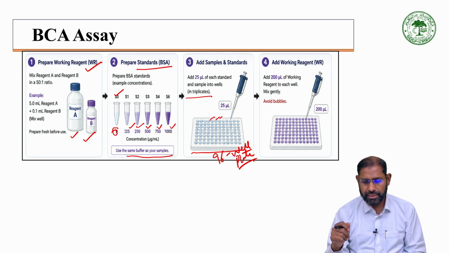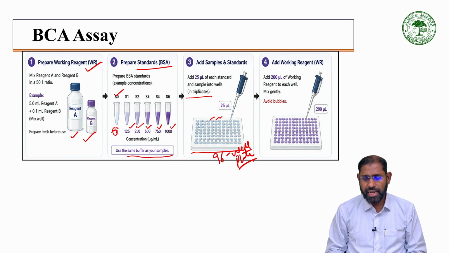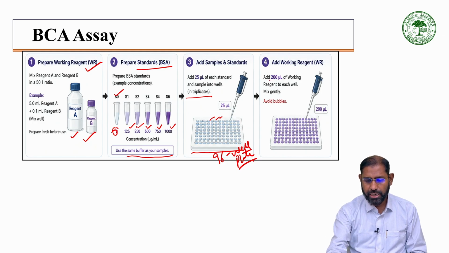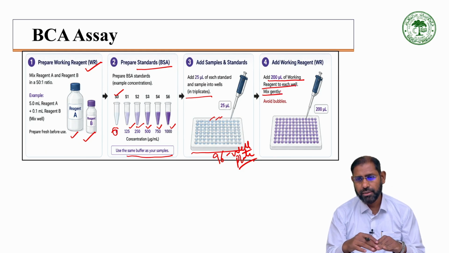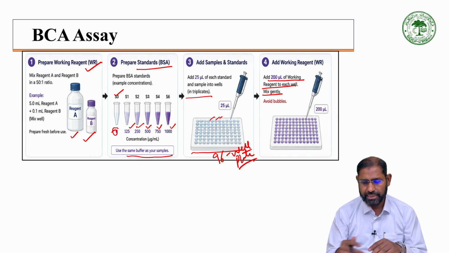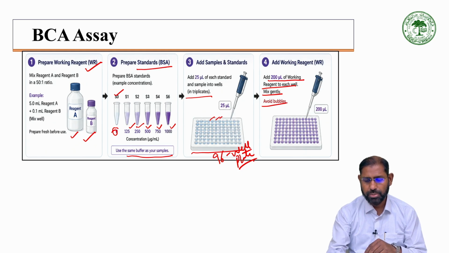After adding samples and a standard, now we add working reagent, which we already made as a solution. We add 200 microliters of working reagent to each well. Then mix in the shaker. We use the shaker to mix the 96 well plates, and it is also important to avoid bubbles.